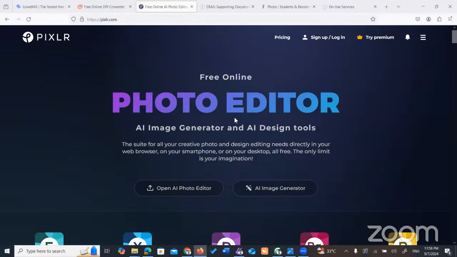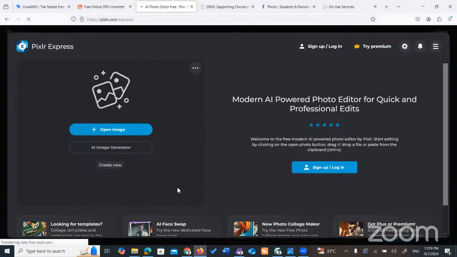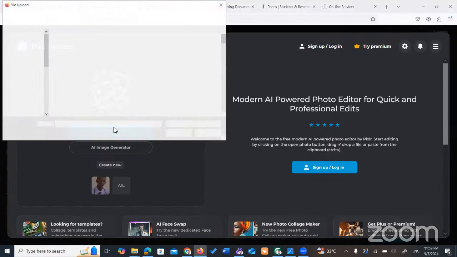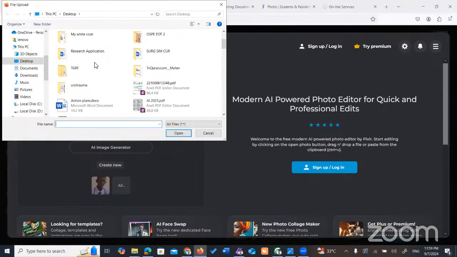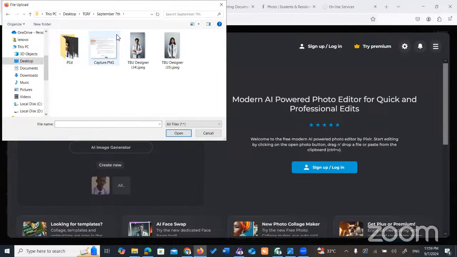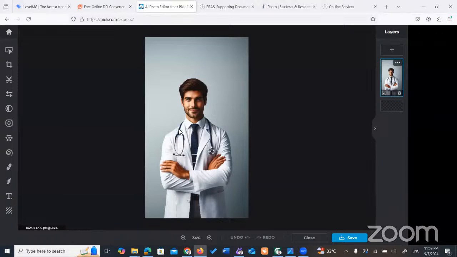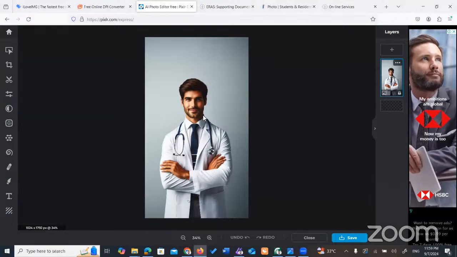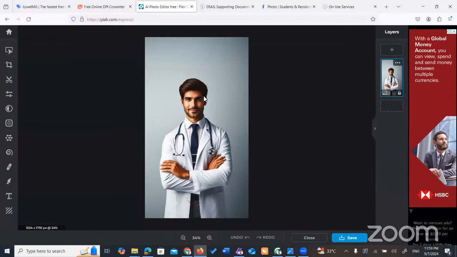So anyway, let's try this free online. You have to go to pixlr.com and then open the AI photo editor. You have to open one image and select which picture you want to edit. So yeah, I'm going to use this picture which I've generated through AI itself, just for personality and confidentiality. I've generated it through Microsoft Designer to be just a professional picture so that I can use it and show you how to edit the ERAS picture.